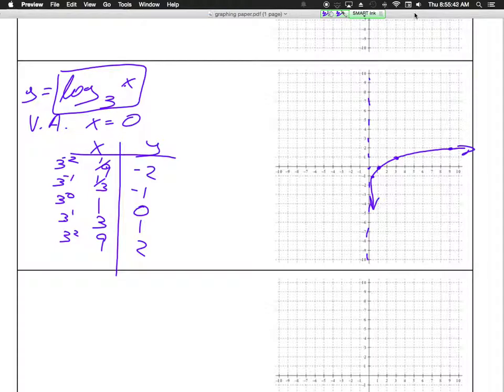All right, one other thing we're interested in when we're dealing with logs, graphing logs, is finding the domain. Somebody remind me, how do we find domain if we're looking at a graph of something? Left to right. So I need to know what's my leftmost number. In this case, what is it? 0. And what's my rightmost number? Infinity. So my domain would be 0 to infinity.